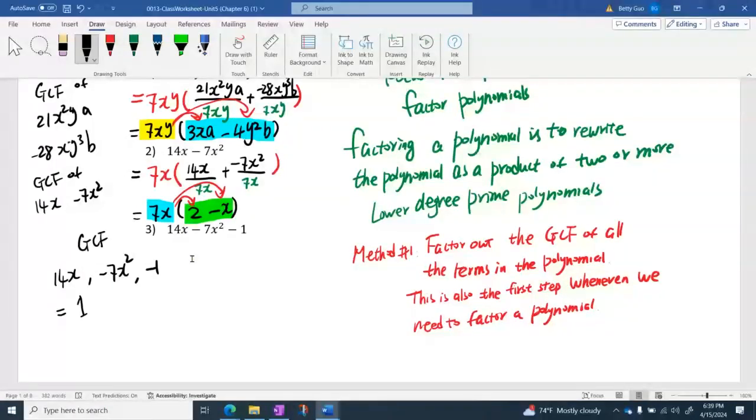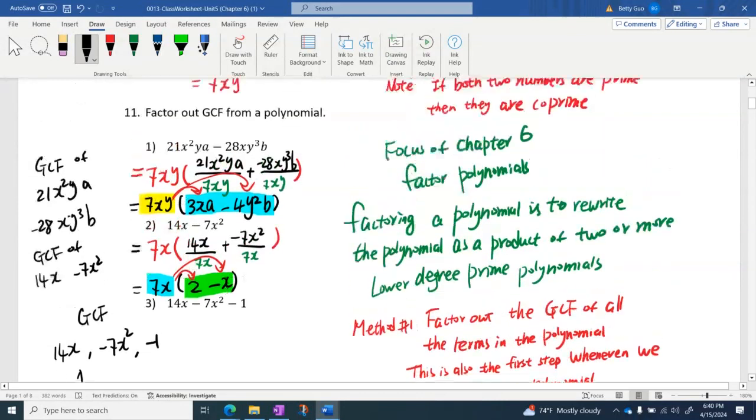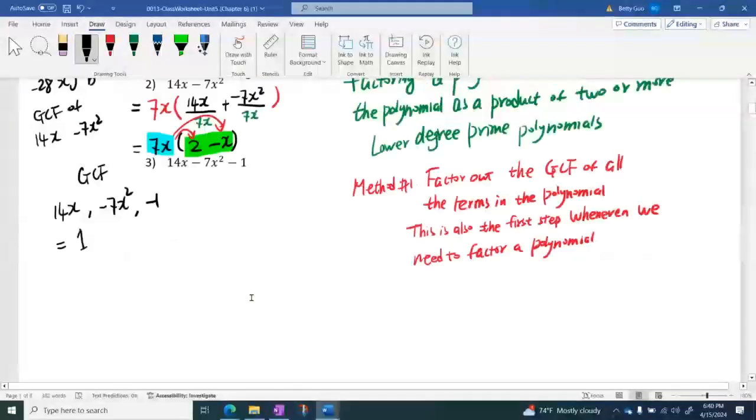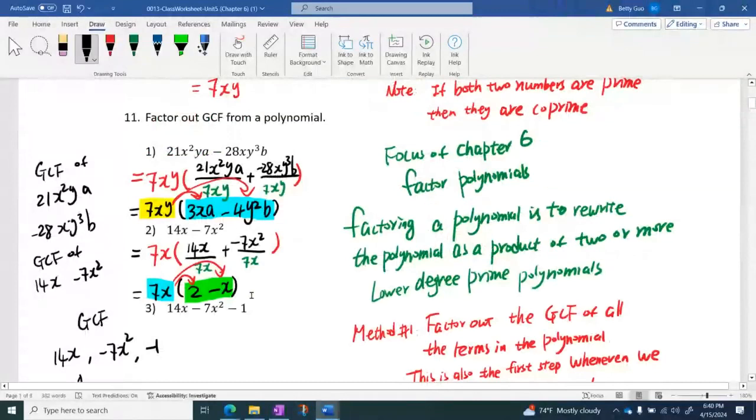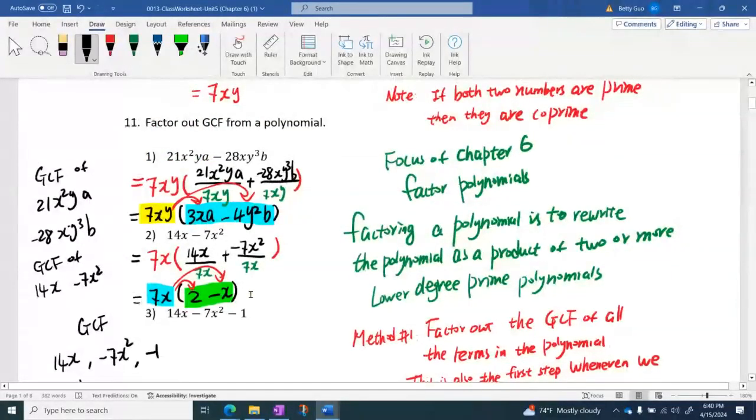So let me emphasize. The first step, whenever we need to factor a polynomial, is to identify and factor out the GCF of all the terms in the polynomial. In the case the GCF of all the terms is 1, we skip the step. We do not really factor 1 out. All right, guys? Then that's number 11, the first technique we learned about factoring a polynomial.